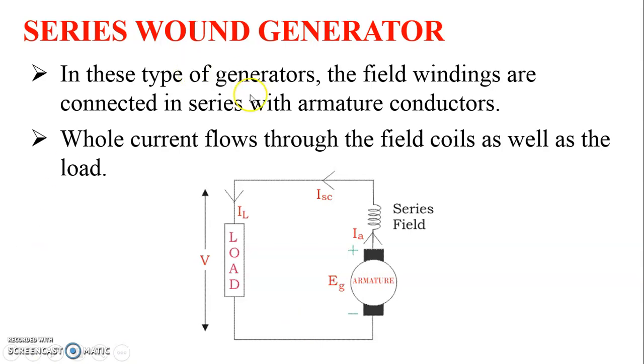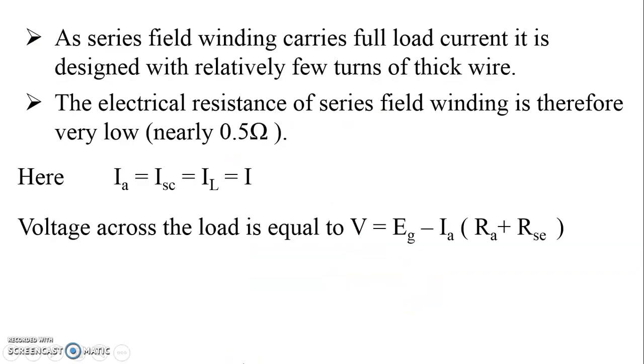So in this type of generator, the field winding is connected in series with the armature winding. So whole current flows through the field coil as well as the load. As the series field winding carries a full load current, it is designed with relatively few turns of thick wire. The electrical resistance of series field winding is therefore very low, that is nearly 0.5 ohm.